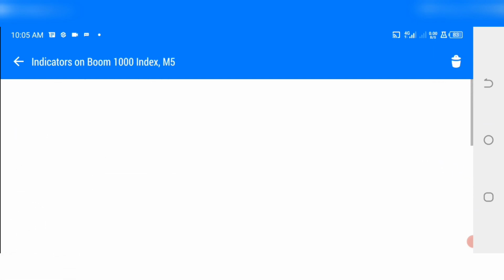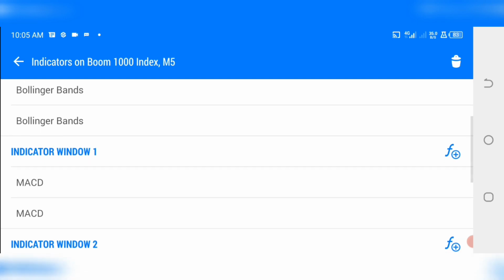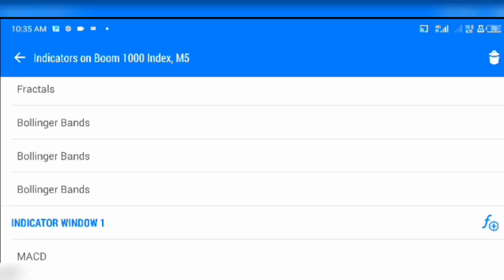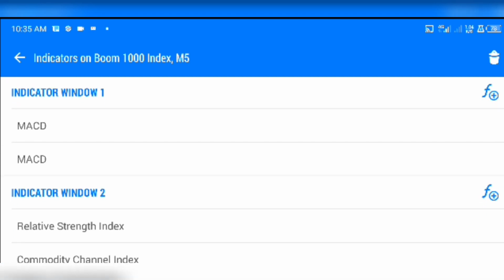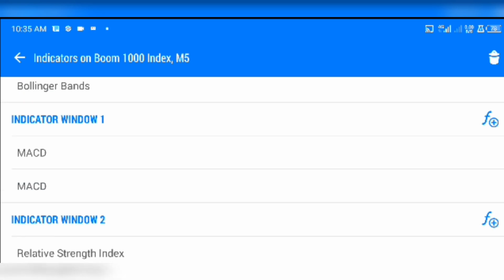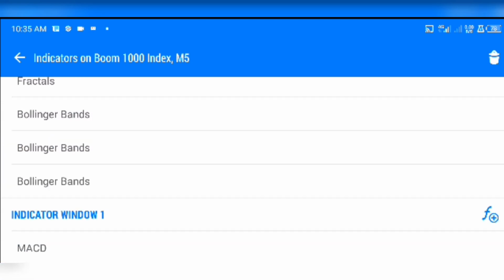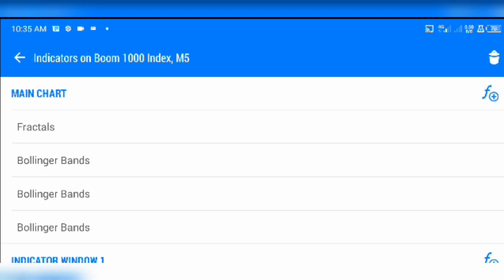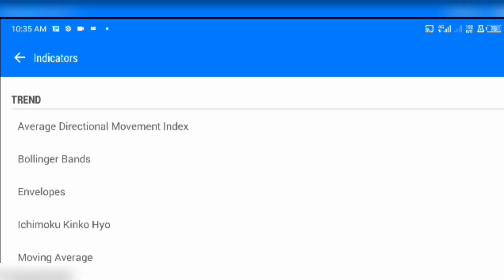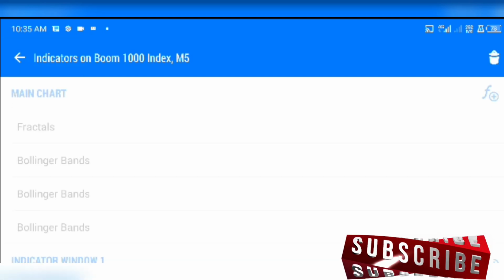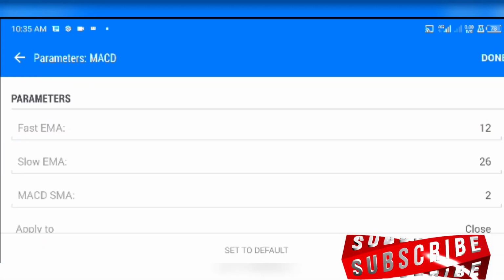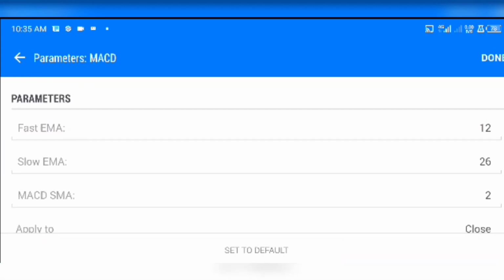All right, so we'll go to the next indicator, called the indicator window. For you to get the first MACD, you need to go to the main chart and click on your F, and locate MACD. Okay, so this is the first MACD setup.